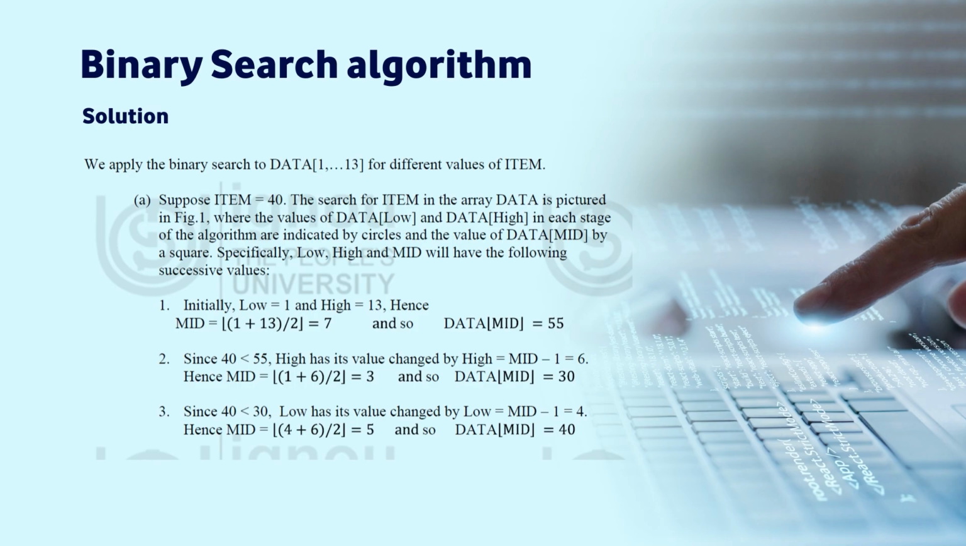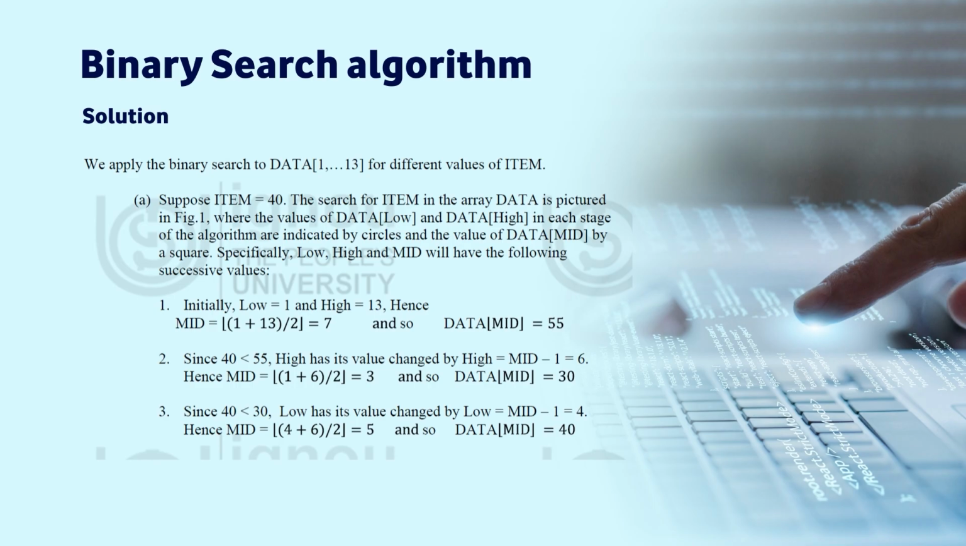So the lowest element will be at index 1, and the highest element will be at index 13. The element 40 is stored at the 5th index. So how is this algorithm implemented to find it?